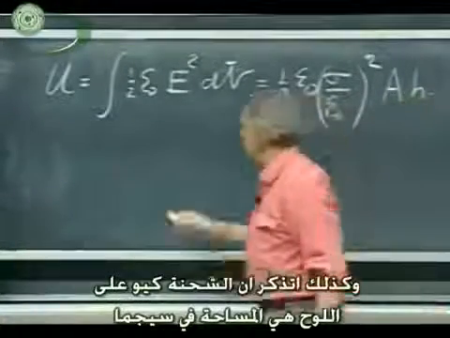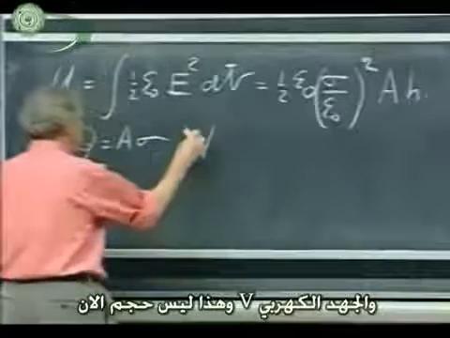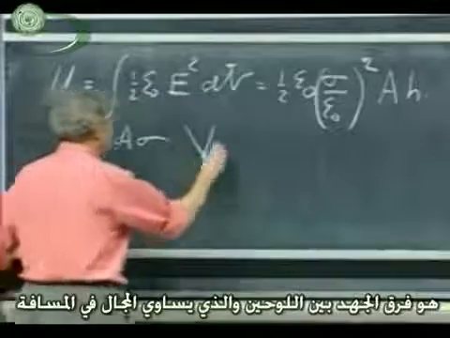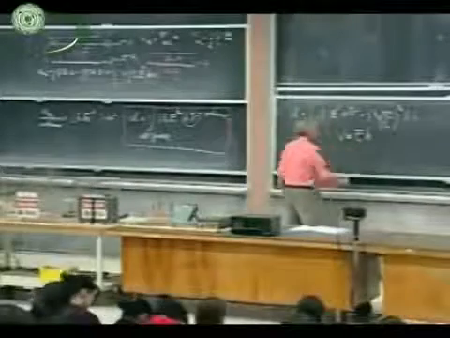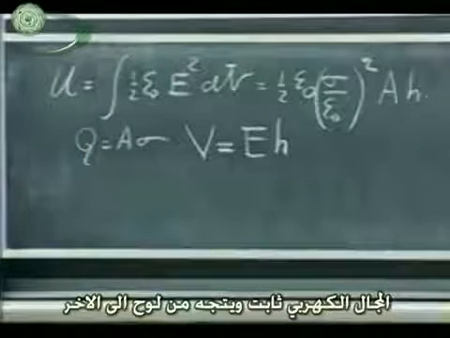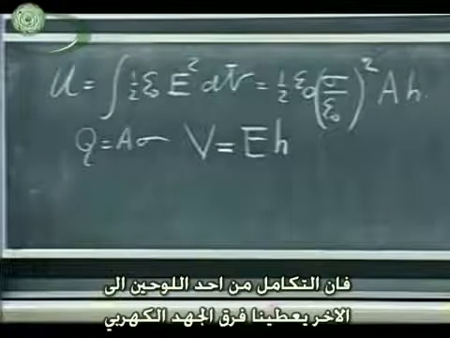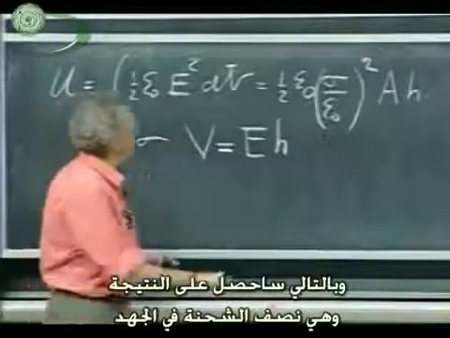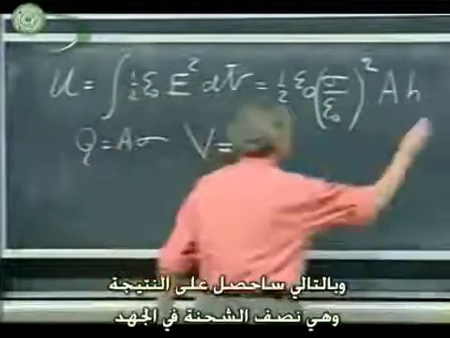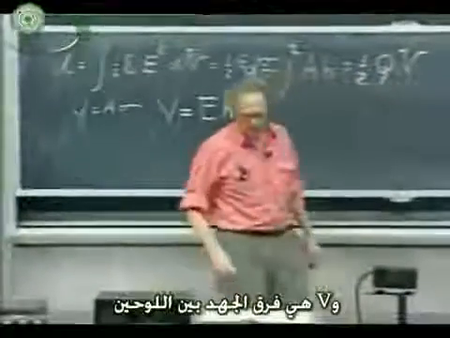I also remember that the charge Q on the plate is A times sigma, and that the potential difference V, this now is not volume, it's the potential difference between the plates, is the electric field times h. The electric field is constant. If I go from one plate to the other, the integral E dot dl gives me the potential difference. And so I can substitute that in here. For A sigma, I can put in the Q, and you can show that this is 1/2 QV, V being the potential difference between the plates.